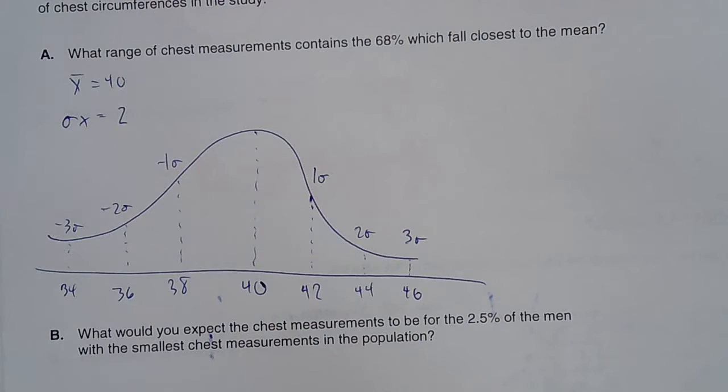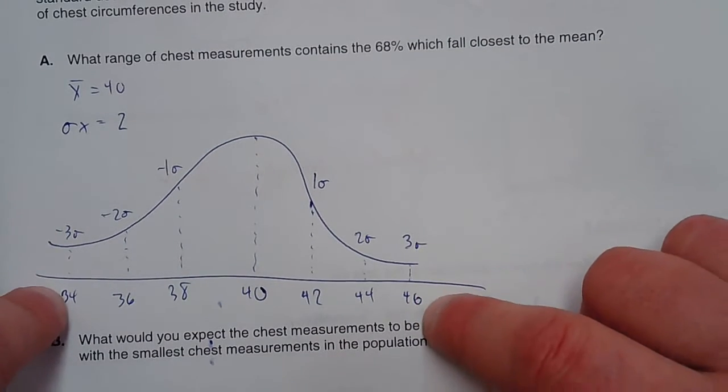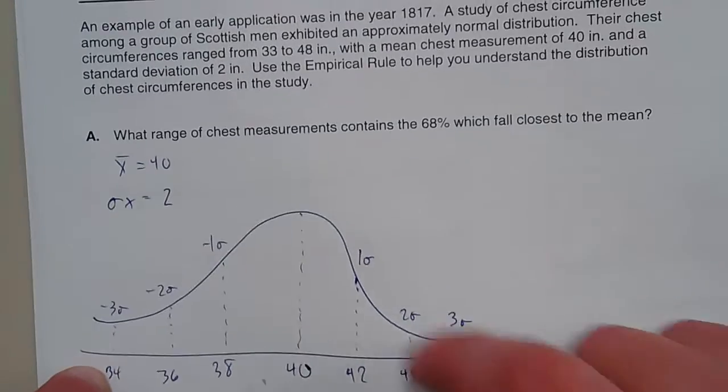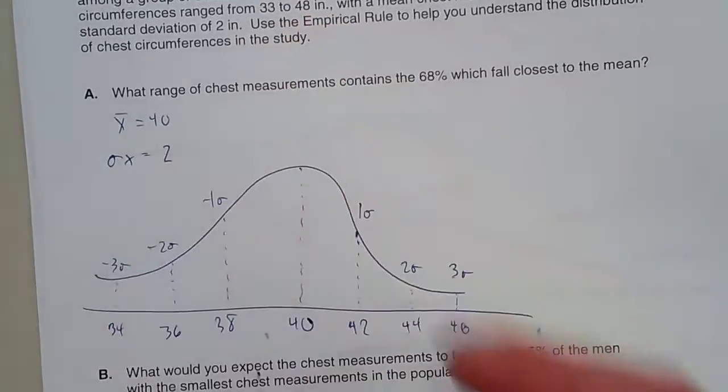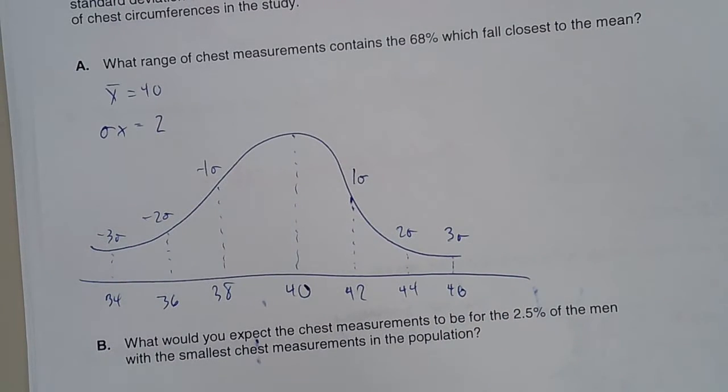Actually, this makes complete sense with what they said in the problem. 3 standard deviations out is from 34 to 46. They said they actually did get people from 33 to 48. That accounts for that very small percentile of people outside of this 3 standard deviation range.